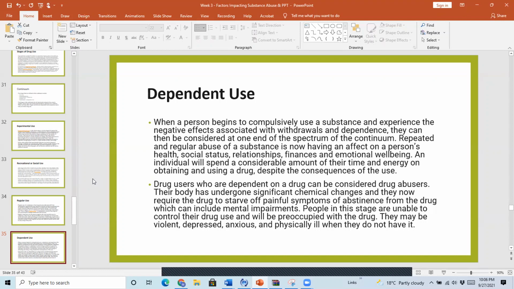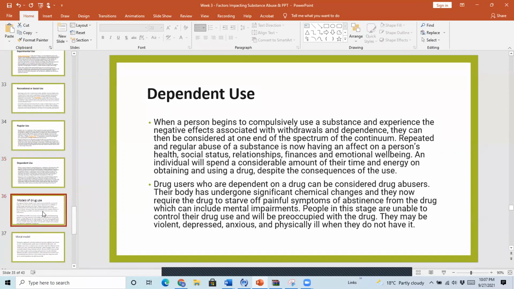dependent use. Now, that dependent use oftentimes is paired with, you know, consequences leading to poor health, issues with social status, issues with relationships, issues with finances, and many issues with emotional well-being. When that starts happening, this is now where a person is already leading into dependent use.